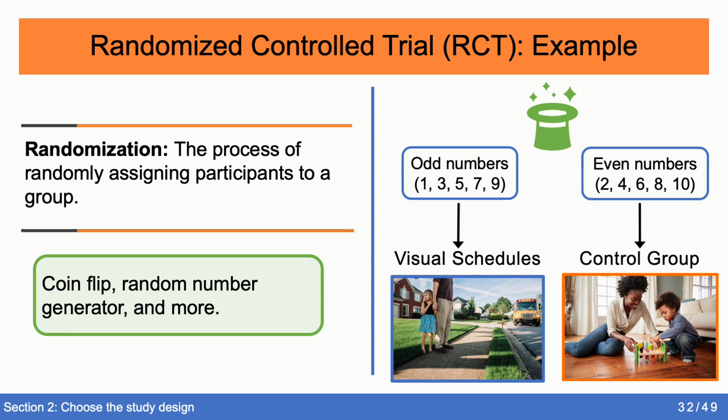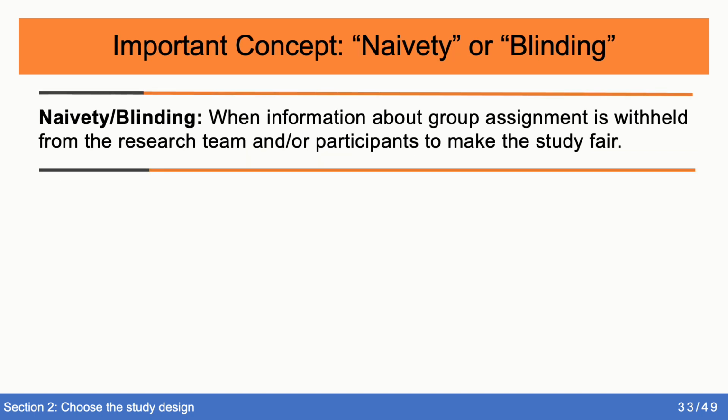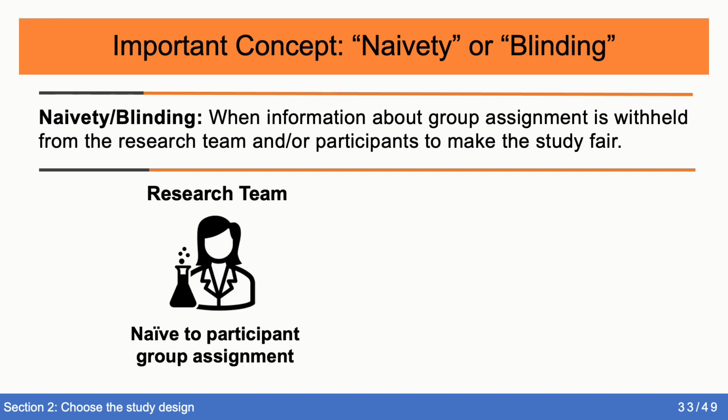An important concept in randomized controlled trials is naivety or blinding. This is when information about group assignment is withheld from the research team and/or participants to make the study more fair. It reduces bias that researcher or participant beliefs might bring to the research study. Researchers will be naive or blind to group assignment for participants. If a researcher believes that the therapy group will do better than the control group, they might treat people differently based on their group assignment, even if they don't mean to.